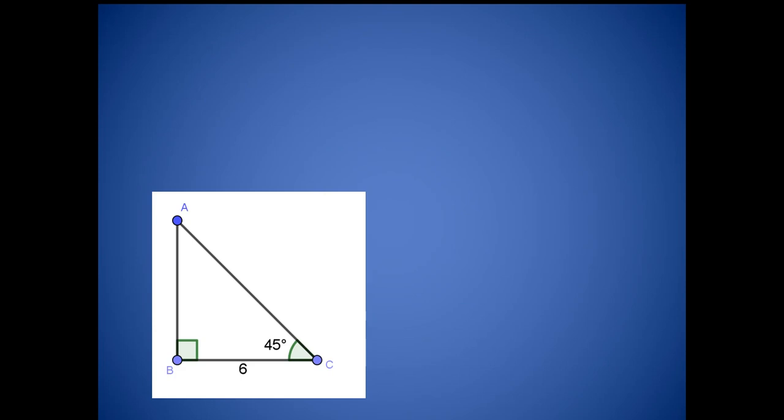Now let's go to a very important part. Special right triangle. This is very important. Special right triangle.